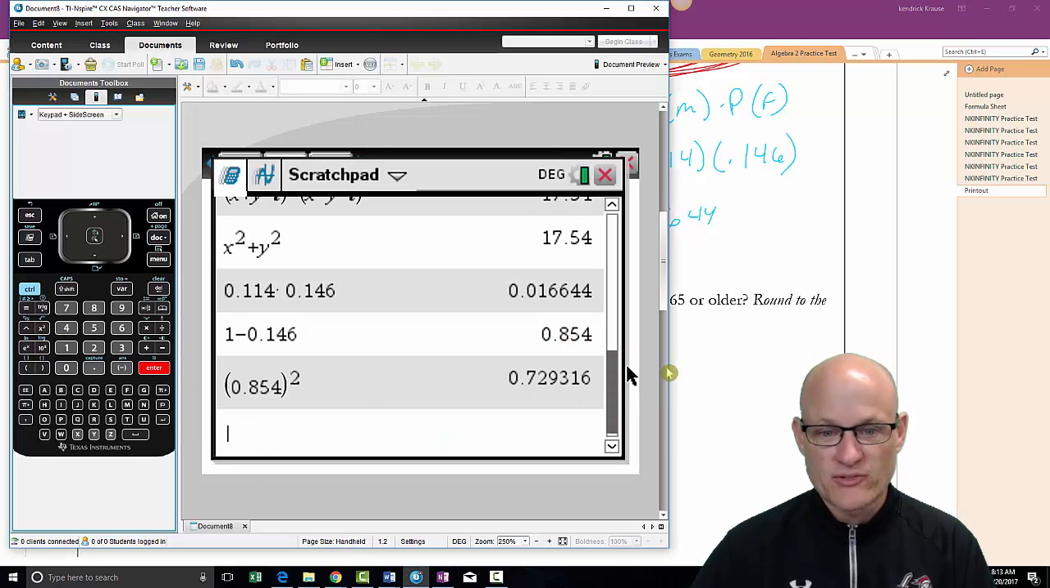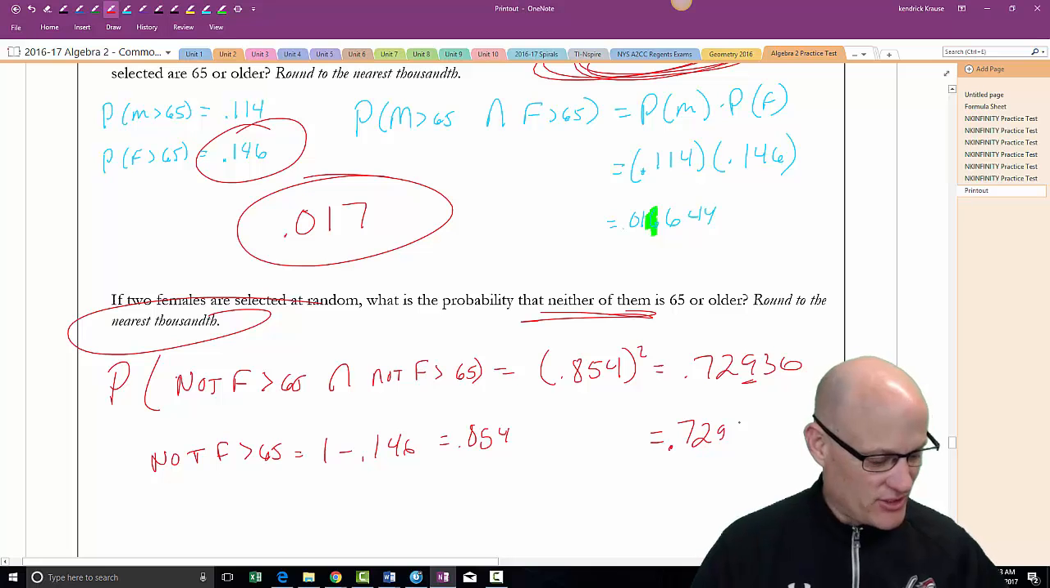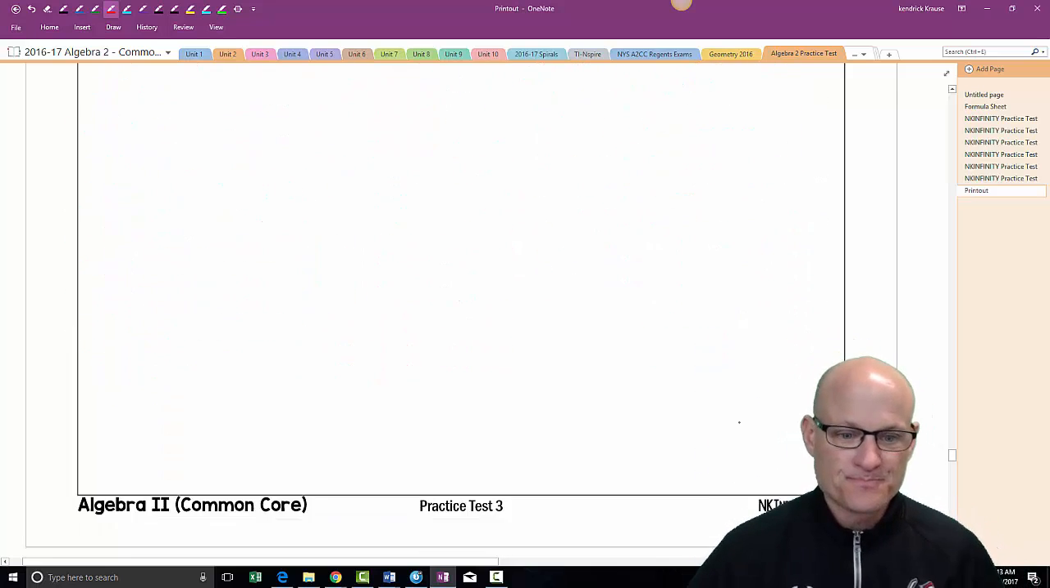Done with this problem. 0.72936. Round to the nearest thousandths place. We're not going to round it. It's just 0.729. Not my favorite question. I think there's a few flaws in it, but hopefully you get the idea of what's going on with that problem.